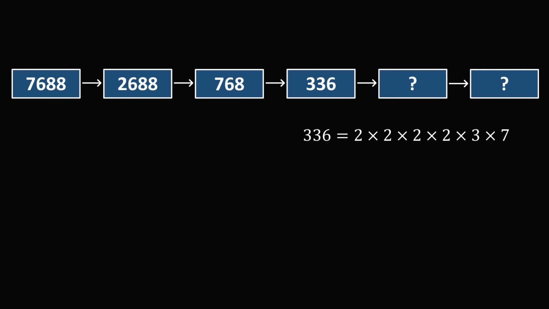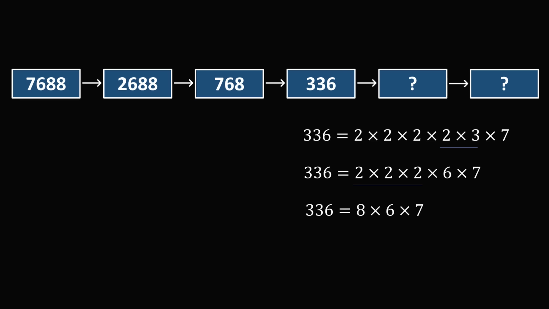Now let's just look at some of these numbers. If we have 2 times 3, that will be equal to 6. Then if we have 2 times 2 times 2, that will be equal to 8. So 336 is equal to 8 times 6 times 7. But wait a minute, look at the number that's just before it. It has the same digits. So we could say 336 is equal to 7 times 6 times 8. So 336 is exactly equal to the product of the digits in 768.